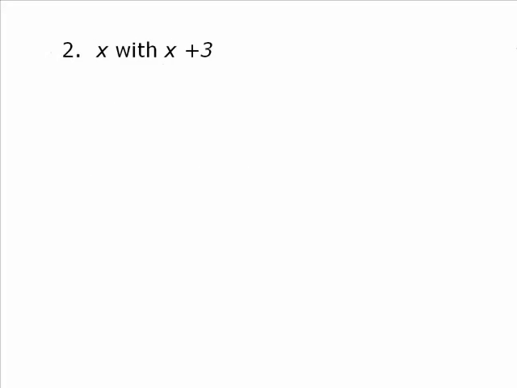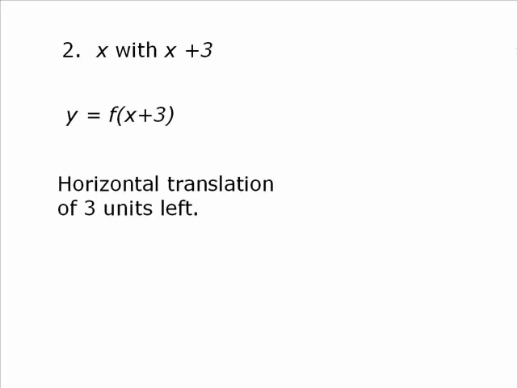Then, if x is replaced with x plus 3, so the function now looks like y equal f at x plus 3. And this tells us that it's a horizontal translation of 3 units left. Now we're accustomed to this where whatever the x replacement is, whatever the setup in the function, that it's opposite. So if it's x plus 3, it's 3 to the negative direction.